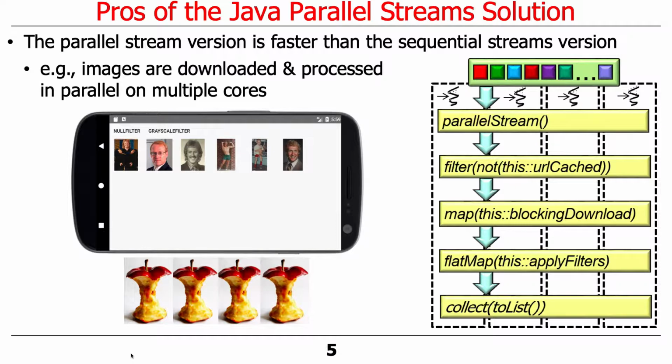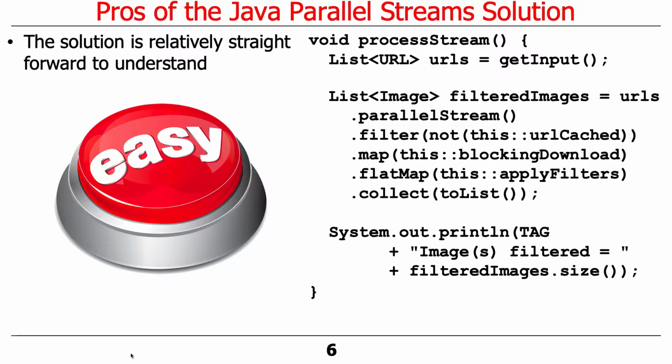Images are downloaded and processed in parallel on multiple cores. That's good. There's not much of a change to the program. You can see that if you were to look at the sequential version, it would look exactly the same, except it would say stream and not parallel stream. The solution is fairly straightforward. I think you'll agree this is not a whole lot of code. The code is fairly easy to understand.